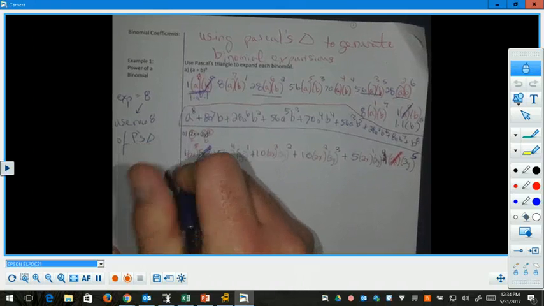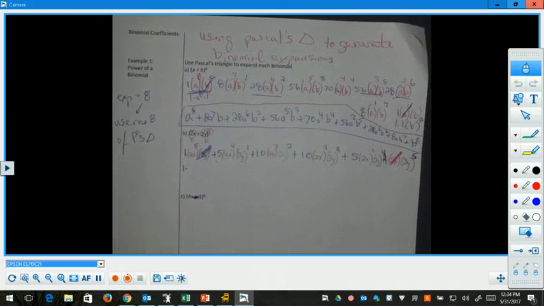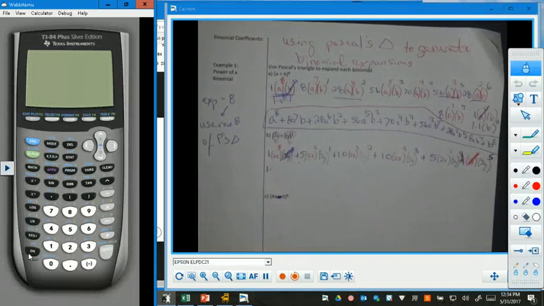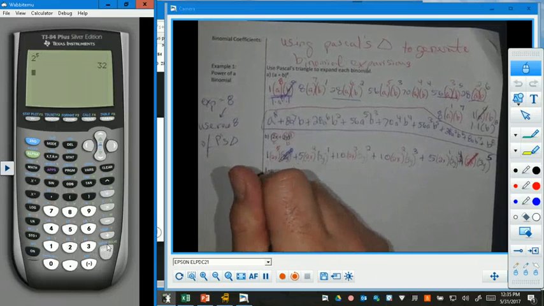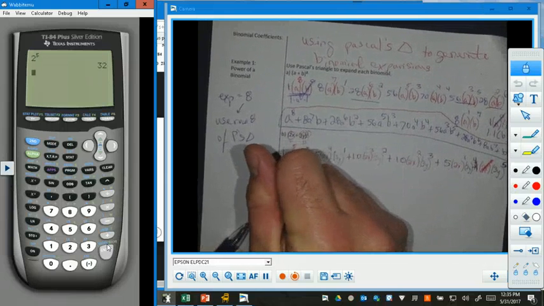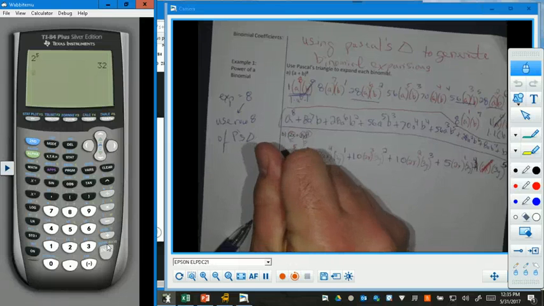It'll be 1 times 2 to the 5th. I'm going to get out my calculator. I don't really need it. I know 2 to the 5th is 32. But some of them I might not know, and I just want to be real quick. 2 to the 5th is 32. So this red one becomes 32x to the 5th.